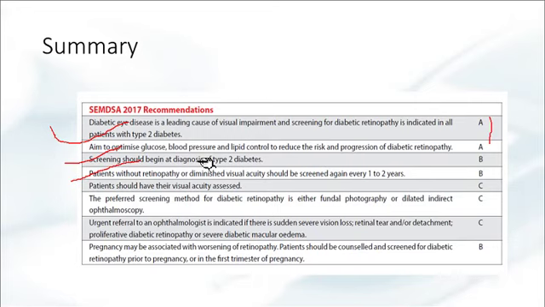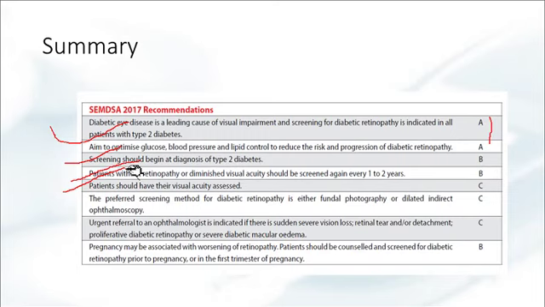Patients with mild non-proliferative diabetic retinopathy obviously need to be screened every 6 to 12 months, and of course referral is still not required. Patients should have their visual acuity assessed. Now, like I told you, there's some debate over this particular statement itself, but in general speaking, we would say that patients should have their visual acuity assessed, particularly in resource poor settings.